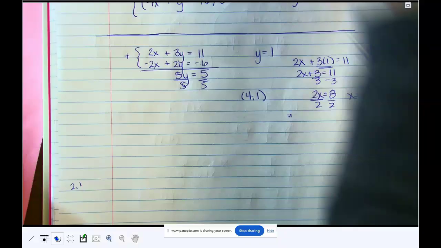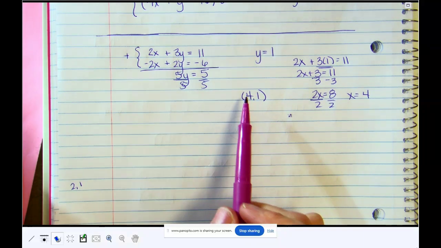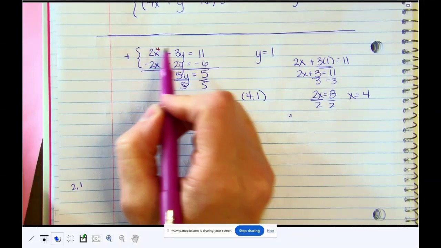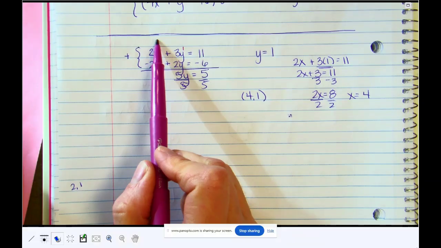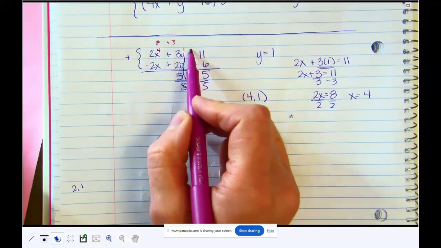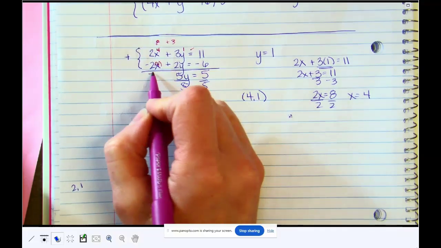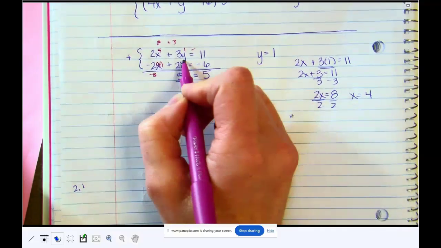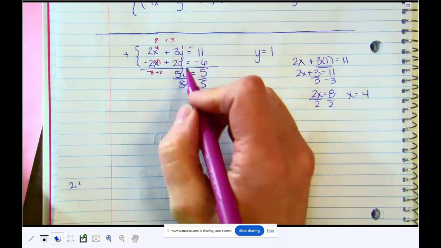It is a good idea to go back and check these. If you were to look at my answer keys, I'll always check them by plugging in, and I just write over it once I'm done with the problem. So then I can be like, what's 2 times 4? That's 8. What's 3 times 1? That's 3. 8 plus 3 is 11. I'll do the same thing with the bottom. Negative 2 times 4 is negative 8. 2 times 1 is 2. And is negative 8 plus 2 negative 6? Yep, so we're correct.